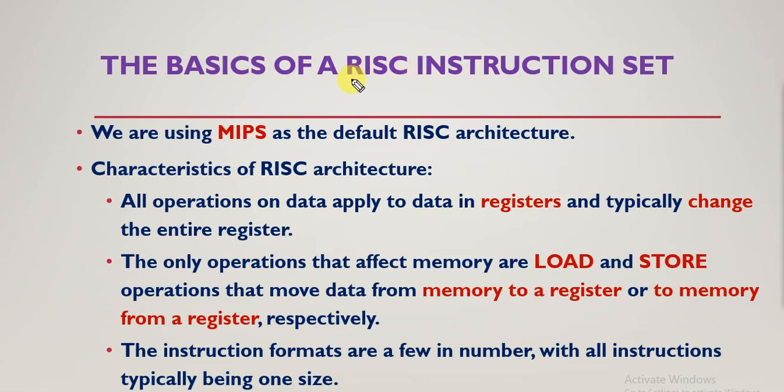Now we will see the basics of a RISC instruction set that implements the pipelining mechanism. We are considering reduced instruction set computer architecture, and we are considering one microprocessor which is called MIPS, which was already discussed in the previous session. It is a microprocessor based on the RISC architecture, and it has only a reduced instruction set architecture.